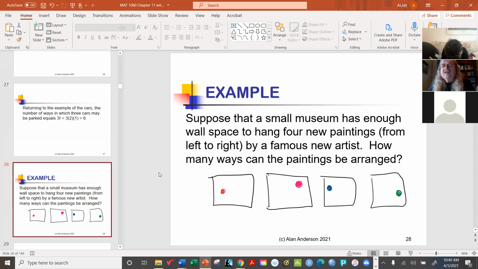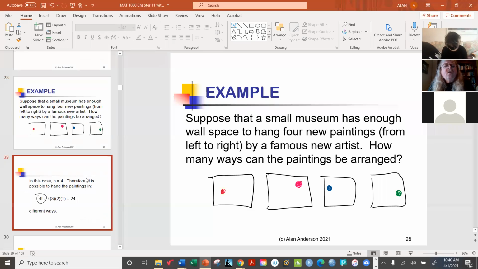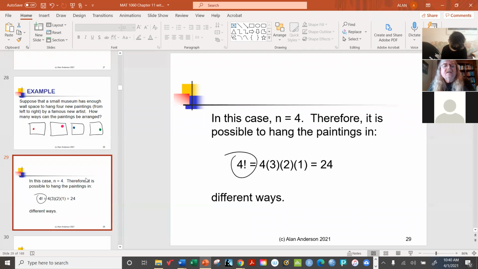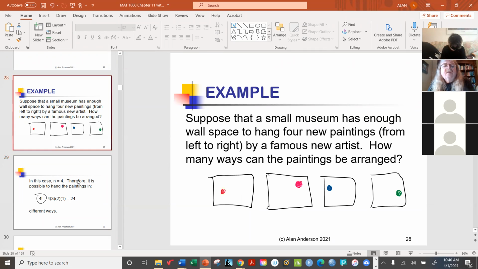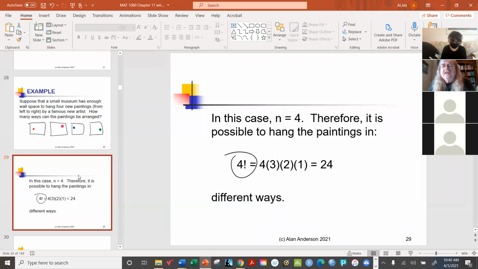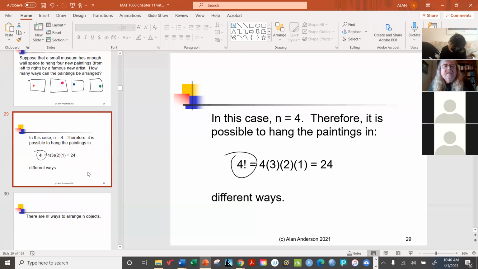Well, this is the equivalent to saying, how many ways can 4 objects be arranged? Okay, because obviously each one of these is an arrangement because we're taking all 4 paintings and just changing the order or the sequence in which they're being hung. And so based on what we've seen before, that means that we have the possibility of hanging these paintings in 24 different ways. We're not going to list them all, but you could if you wanted to, and you can see that you will in fact have 24 different possible arrangements.